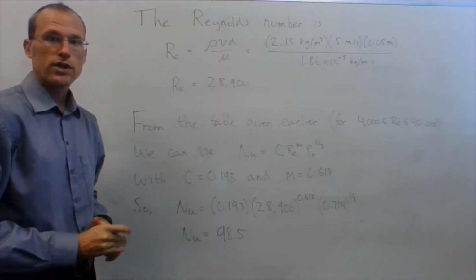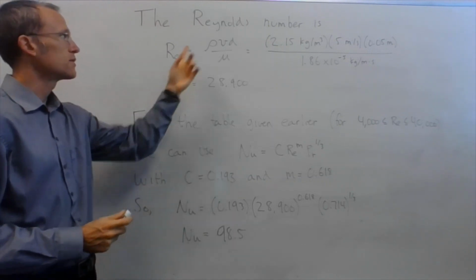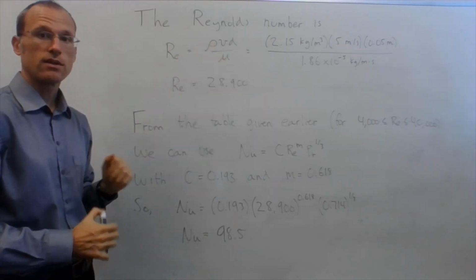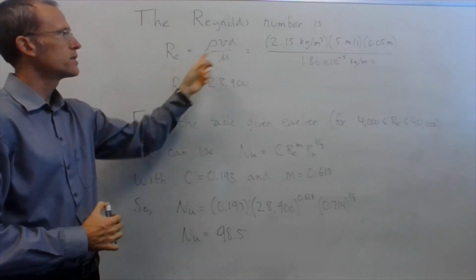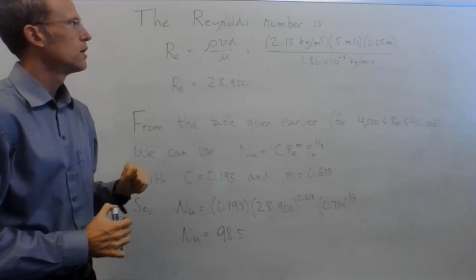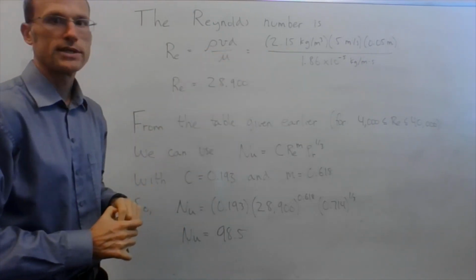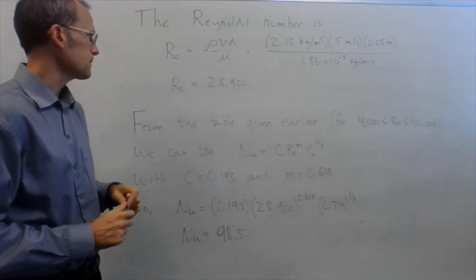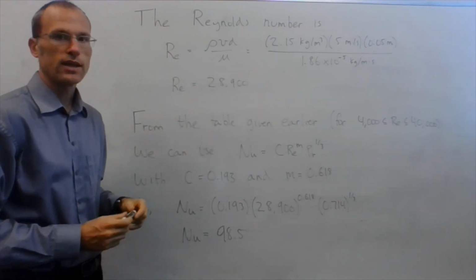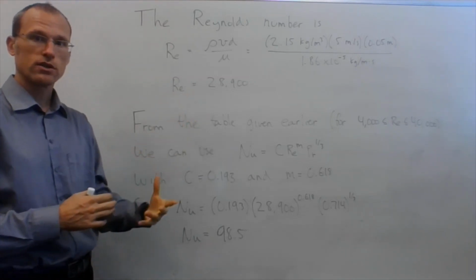So now that we have the fluid properties, the next step is to find the Reynolds number. So Reynolds number, density times velocity. In this case, I'm dealing with length as a diameter. So diameter divided by viscosity, density of 2.15, velocity of 5 meters per second, diameter 5 centimeters or 0.05 meters. The viscosity we found on the last screen gives me a Reynolds number of 28,900. So this 28,900, I flow over a cylinder.